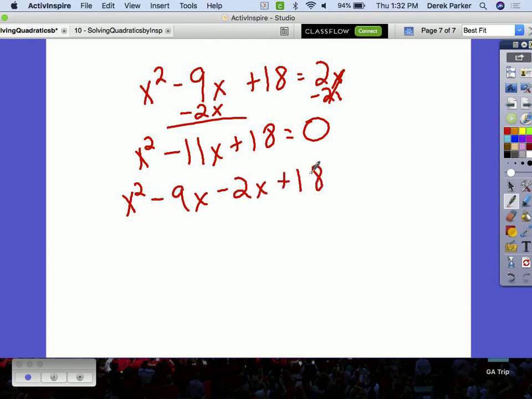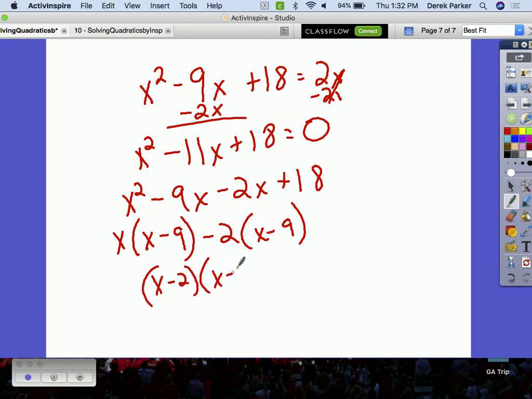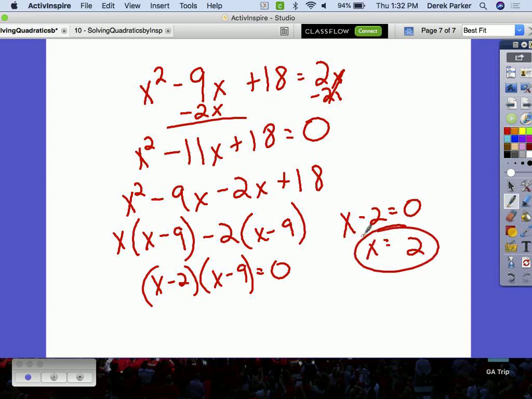I now factor x squared minus 9x minus 2x plus 18. As you can see, negative 9 times negative 2 gives me positive 18. And I get x minus 2 times x minus 9. All that does equal 0. Now we set to 0. x minus 2 equals 0, and I get x equals 2. And then I go x minus 9 equals 0, and x equals 9. So my answers for that quadratic would be positive 2 and positive 9.